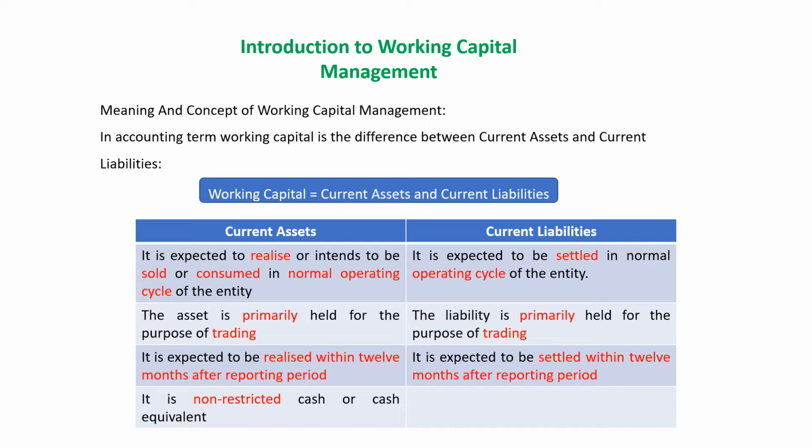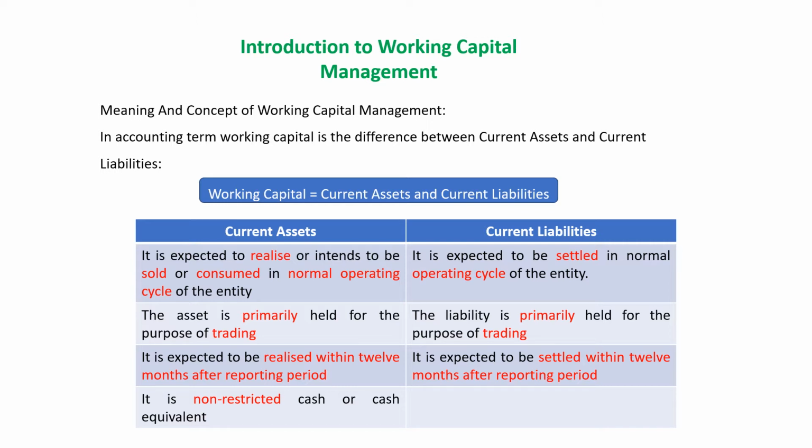And it is non-restricted cash or cash equivalent. That means there is no restriction, such that I will not be able to sell or realize it. If there is no such restriction on that particular asset, then it is called a current asset.